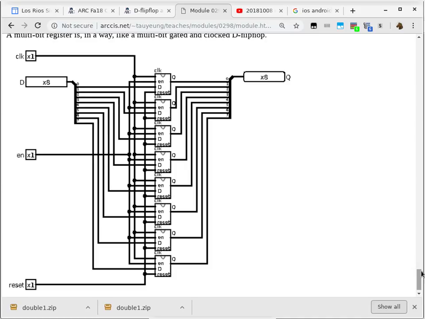Now, if I have to repeat what I just said many times in each class, that would be a waste of time. So let's just call it a register. Okay?